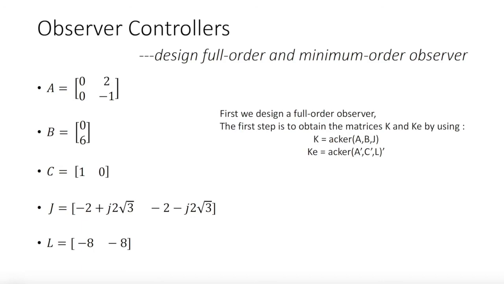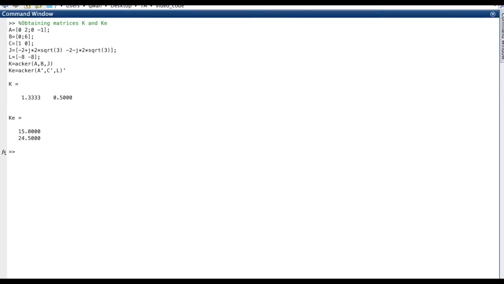First of all, we are going to find the K and KE, K for the controller gain and the KE for the observer gain. For the K, we should find the pole placement of A, B, J, and for the observer one, A transpose, C transpose, and the L. Then these two gains will be computed here: K is 1.3 and 0.5, and KE is 15 and 24.5.